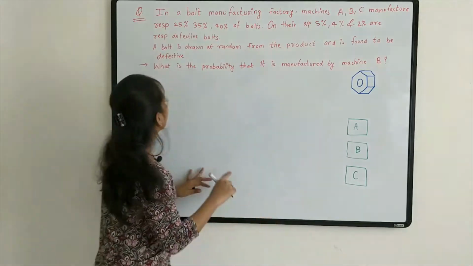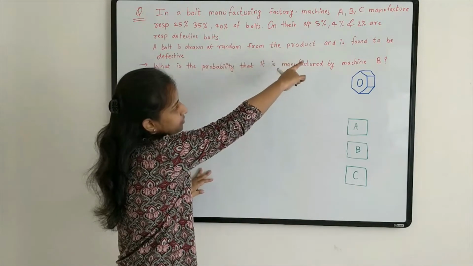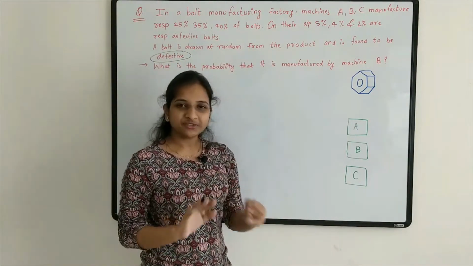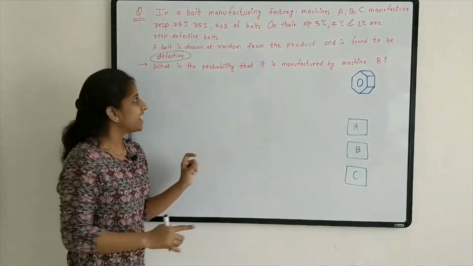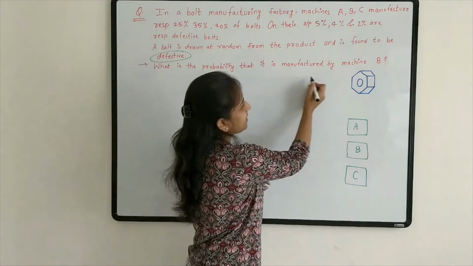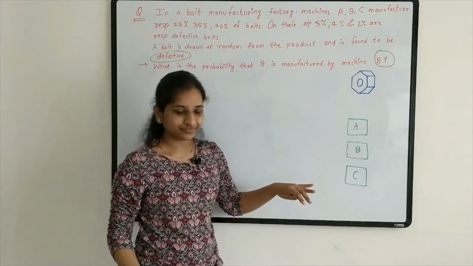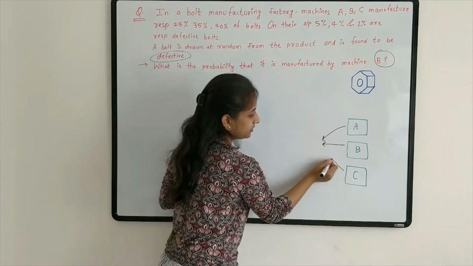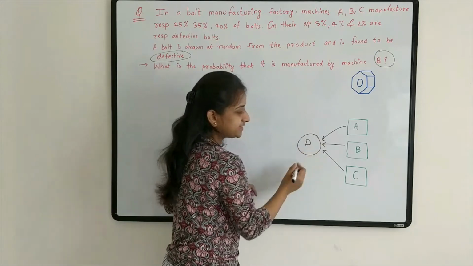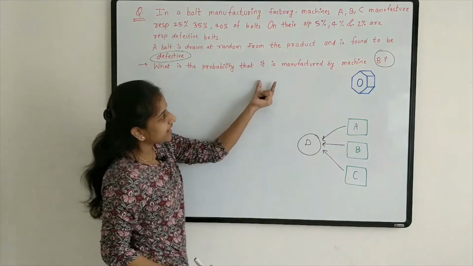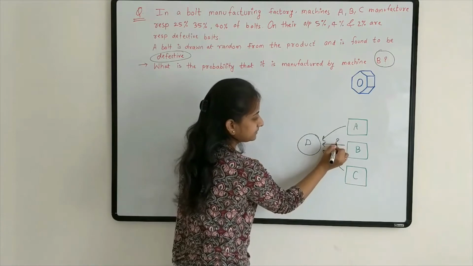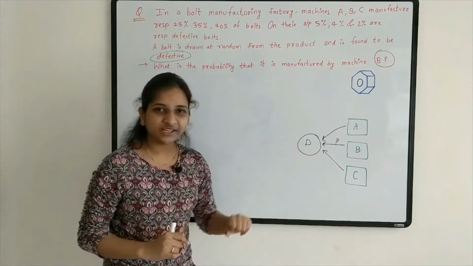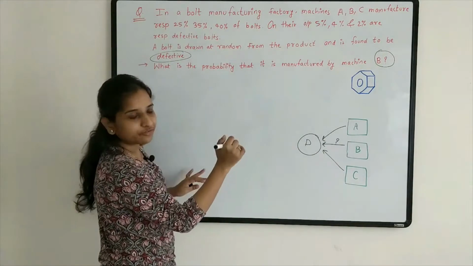Clear? Now, a bolt is drawn at random from the product and is found to be defective. One bolt is drawn and it is already known it's defective. Then, what is the probability that it is manufactured by machine B? One bolt is drawn from either of the products and it is already known that it's defective. What is the probability that it is manufactured by machine B? So from this we can say it's Bayes theorem, right? It's not conditional probability.